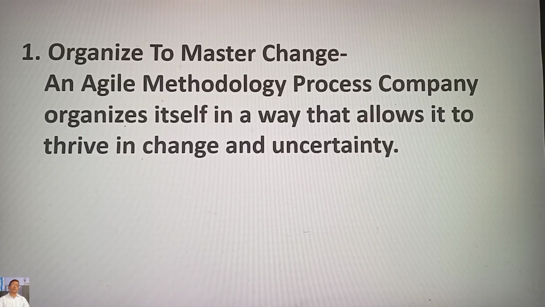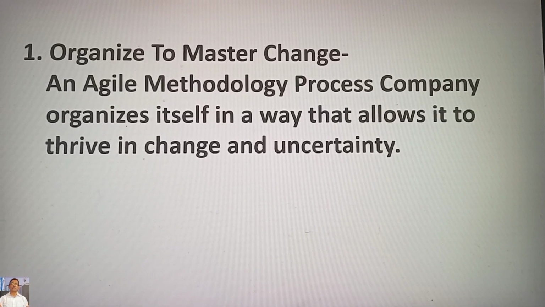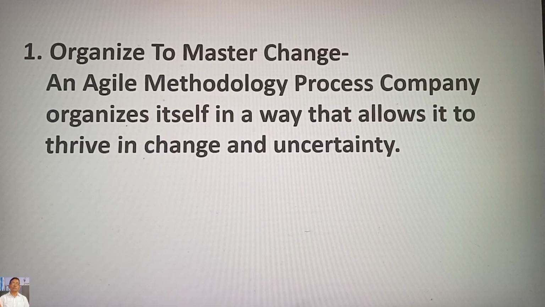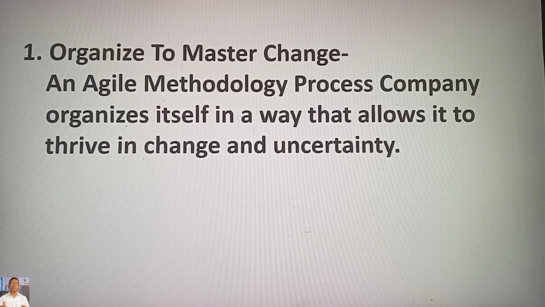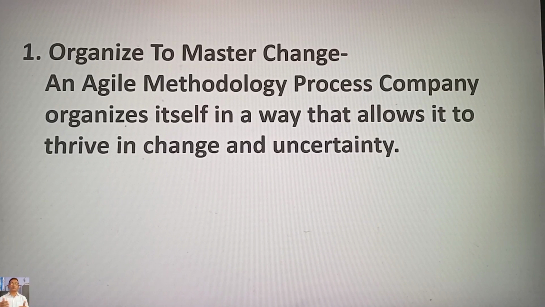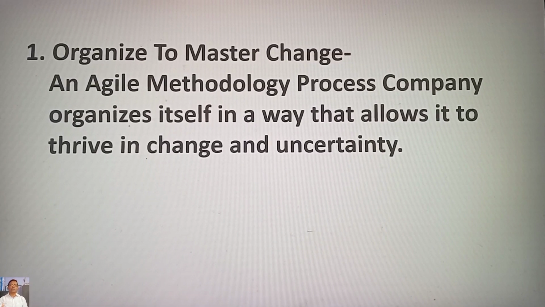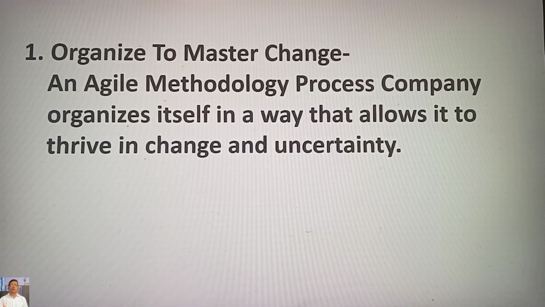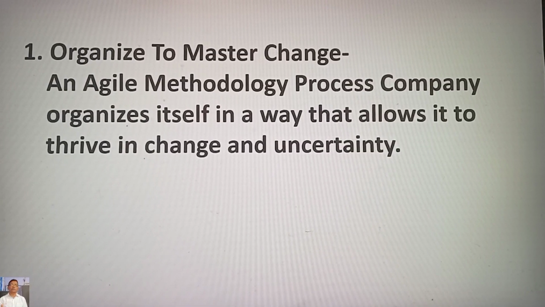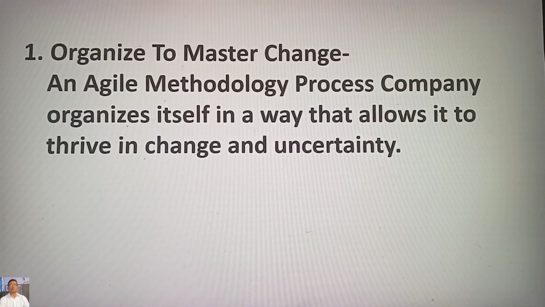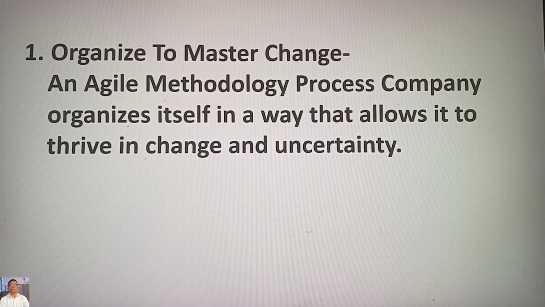First, organize to master change. An agile manufacturing process company organizes itself in a way that allows it to thrive in change and uncertainty. In an agile business, human and material resources can be quickly realigned to adapt to a changing environment and market opportunities.